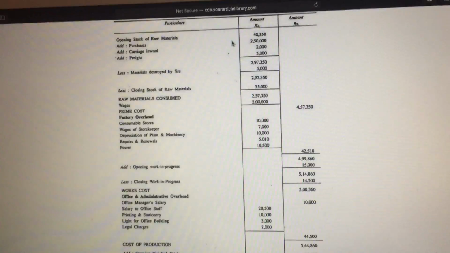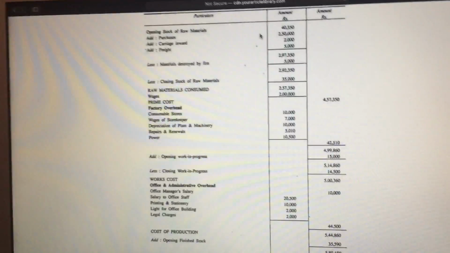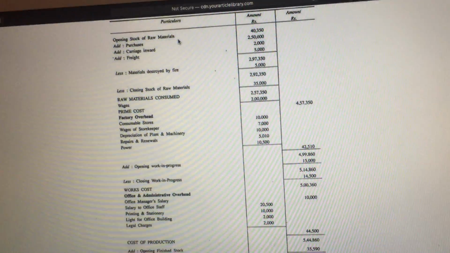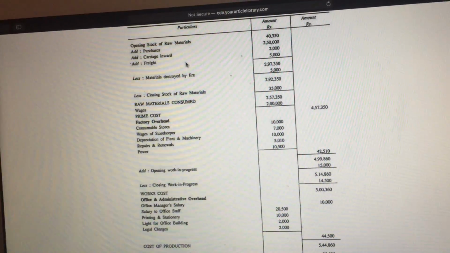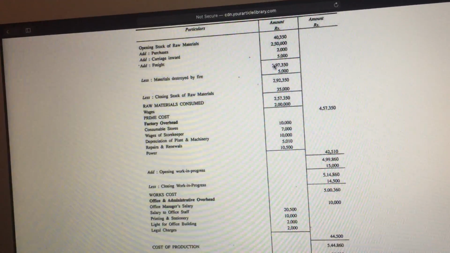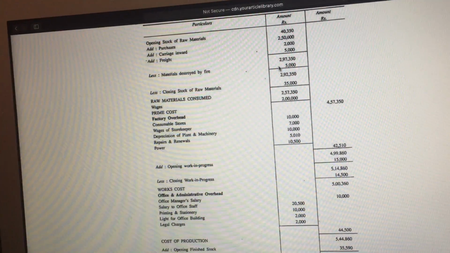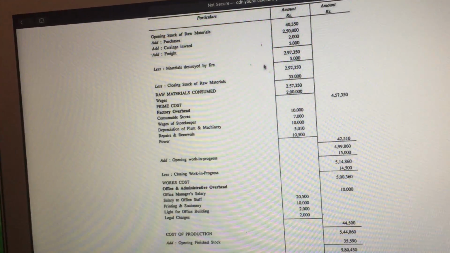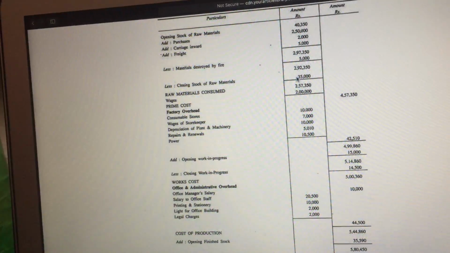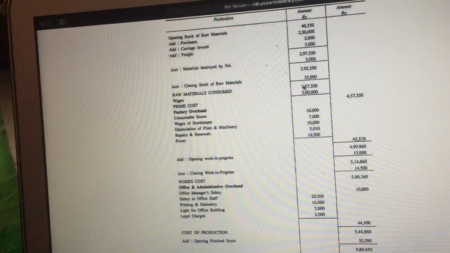So in this numerical, the opening stock of raw material is given, which you can see on the first heading. Then purchases, carriage inward and freight. All the expenses related to materials are added over here, and we have subtracted the material destroyed by fire because it's a loss and we have to subtract it. And then we subtract the closing stock of raw material to arrive at raw material consumed.